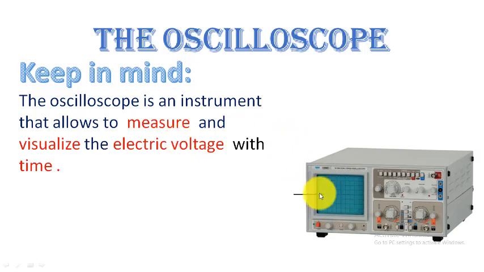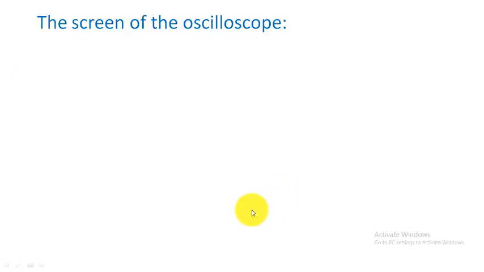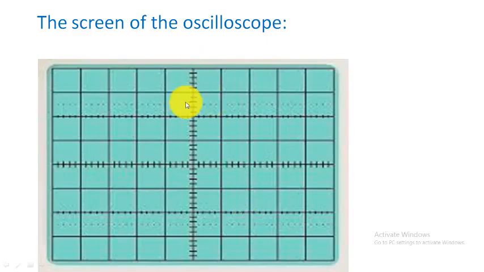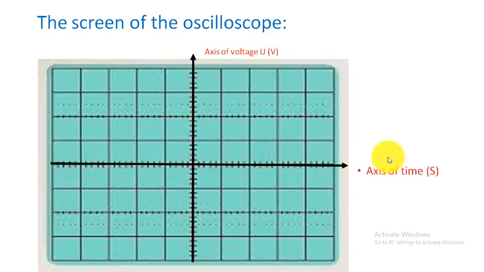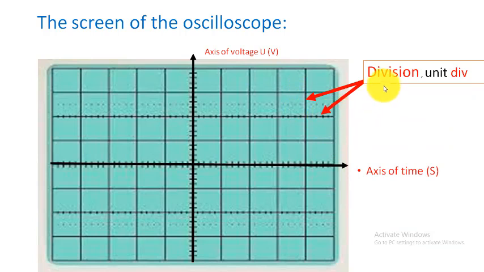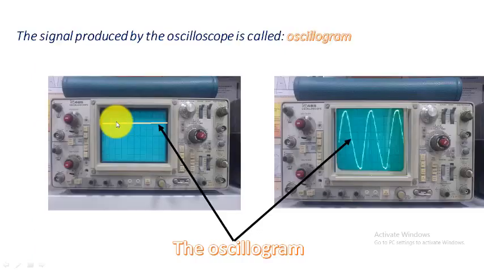This is the screen of the oscilloscope. It is made up of two axes. This is the vertical axis. It represents the voltage U. And this horizontal axis represents the time. Each square on the grid represents a division. Its unit is div. This small dash is called a subdivision. It's almost equal to 0.2 divisions.